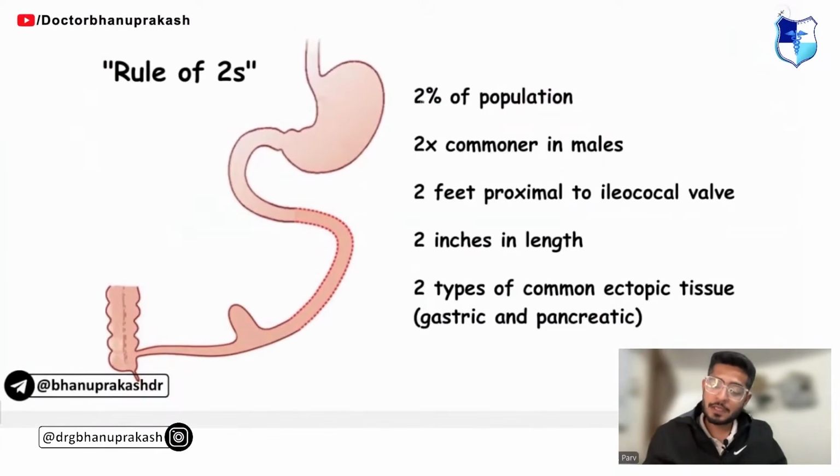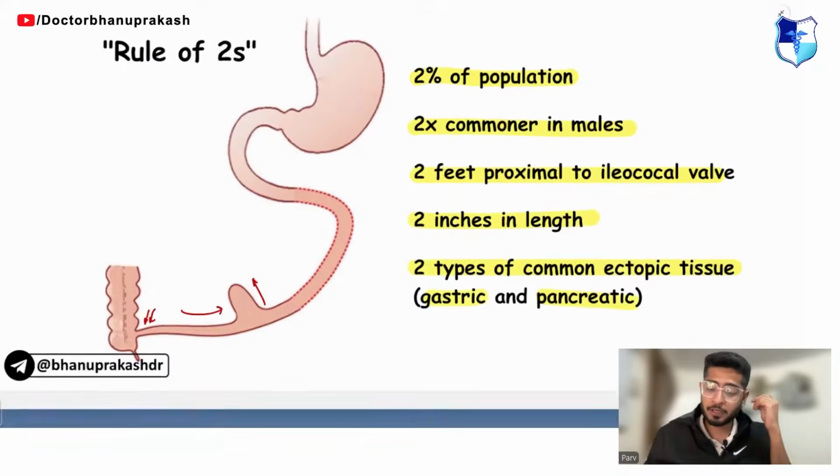So rule of 2: seen in 2% of population, 2x common in male, 2 feet proximal to the ileocecal wall. So this is actually the ileocecal wall. 2 inches is going to be the length. And there are 2 types of ectopic tissue present, gastric as well as pancreatic.